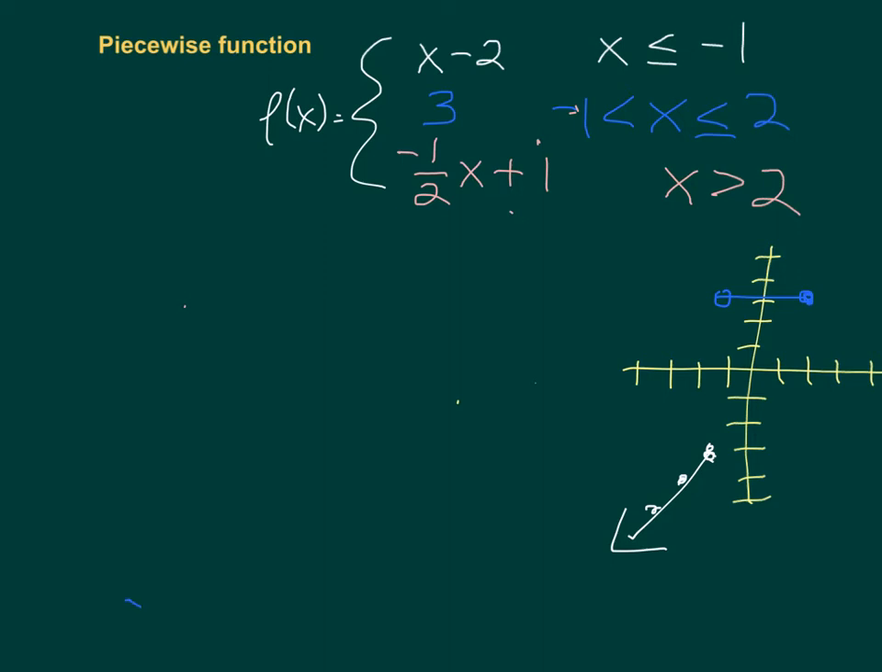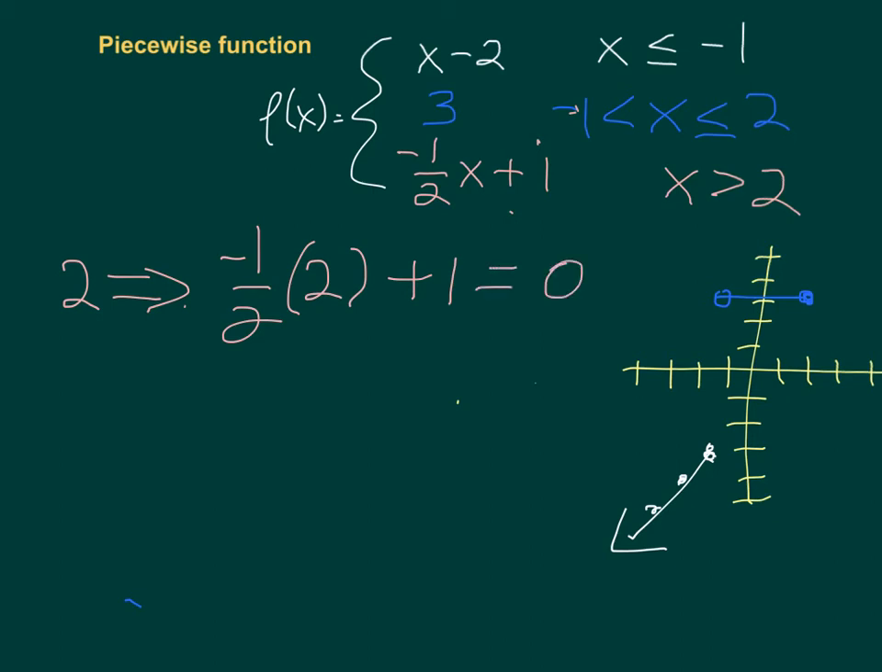So if we go to the pink line, what I'm going to do is first, like I started before, evaluate at the value 2. If I plug in 2, I get -1/2 times 2 plus 1. So -1/2 times 2 is going to give me -1, plus 1 is going to give me 0. So I have the point 2, 0. And that is going to be an open circle, right?